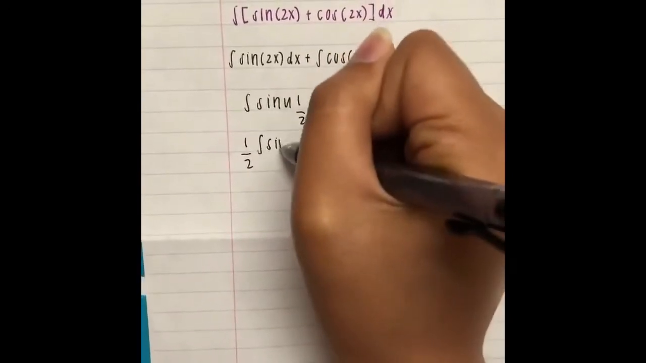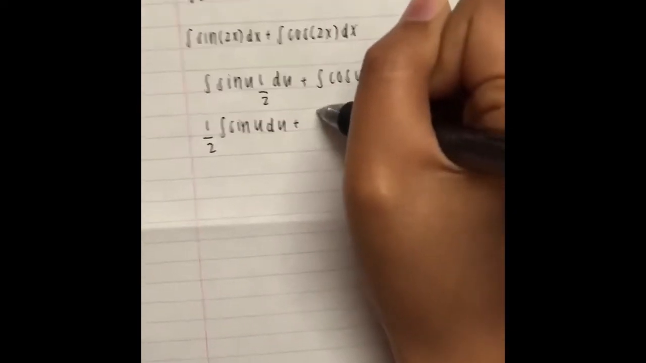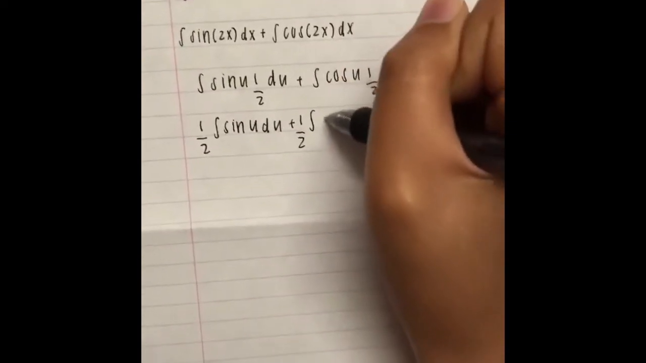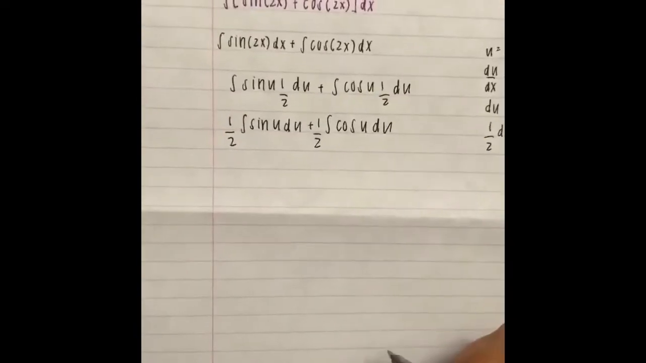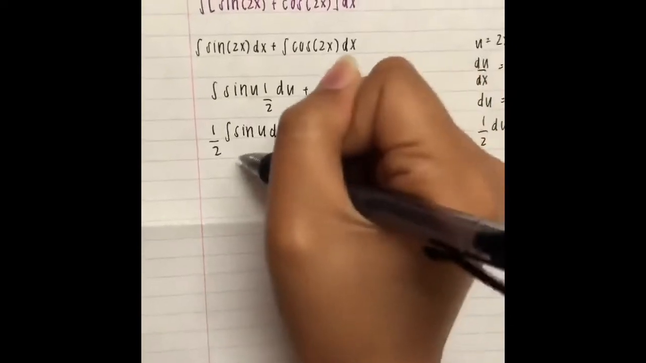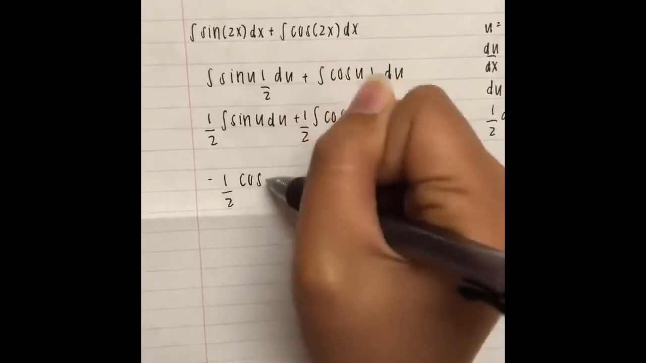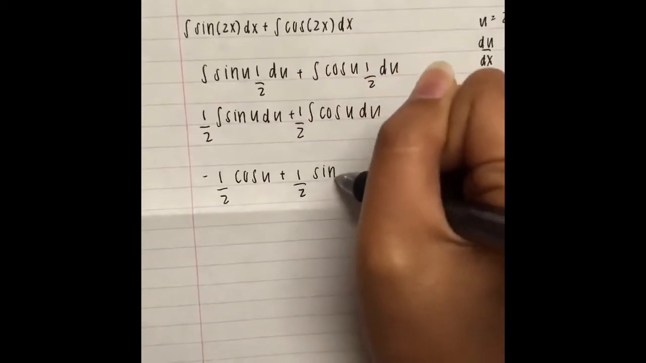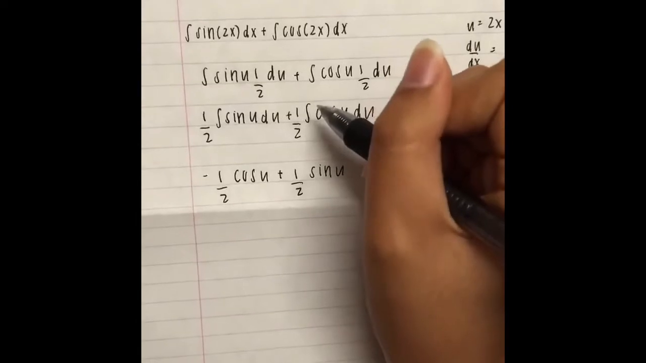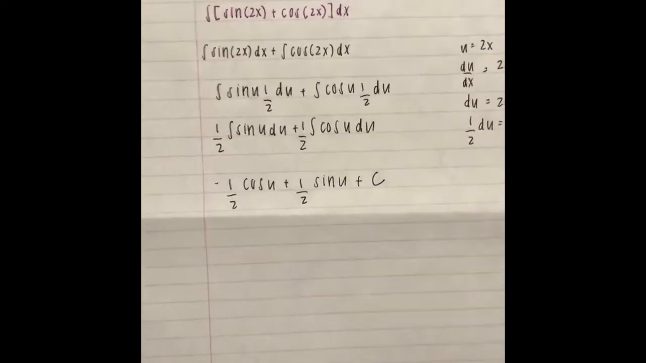It's basically the same thing. So from there, you just do regular anti-differentiation. So this will be negative 1/2 cosine u plus 1/2 sine u. And because this is an indefinite integral, do not forget the plus c. You have to have the plus c. Do not be a plus c victim.